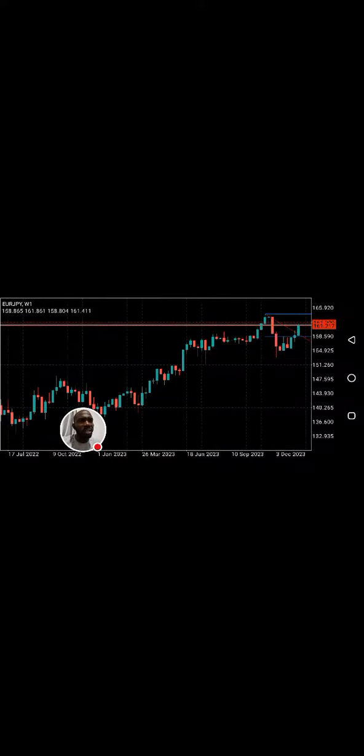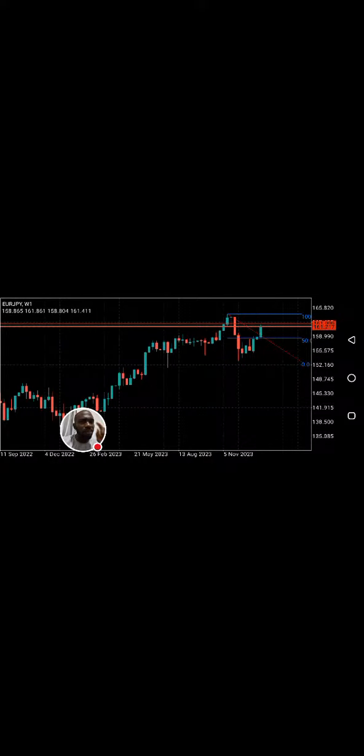So this is Euro JPY. When price is at premium, what will be our expectation? There should be a pullback. Though the long-term trend is bullish, now that price is at premium, you cannot buy at premium. You should wait for price to pull back to a discount. So though the long-term trend is bullish, we should wait for price to pull back before we look for a buy.